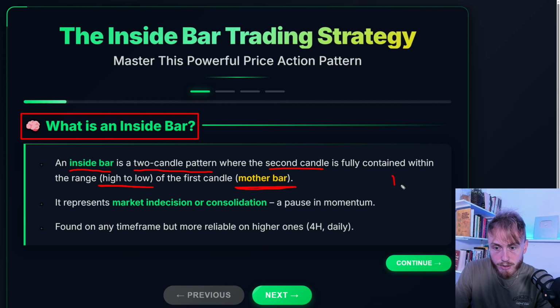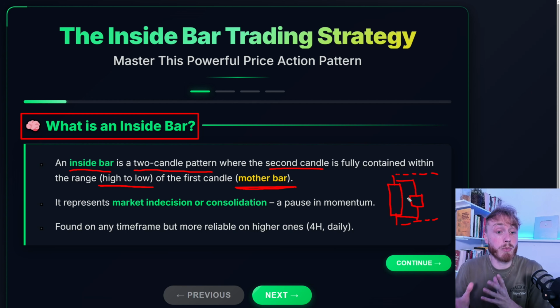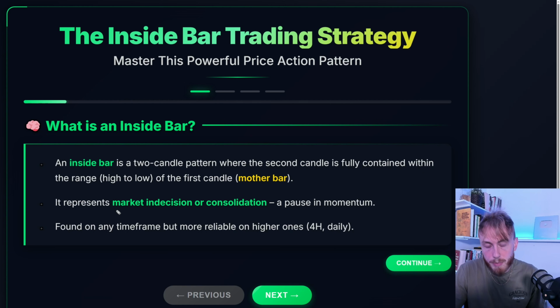So if we have a candle, let's say that this right here is the mother candle, and then we might have a candle that looks something like this as the second candle. You can see that this second candle is completely contained within the range of the first bar, and that is what an inside bar simply is. And what it represents is market indecision or consolidation. So this is a pause in the momentum.